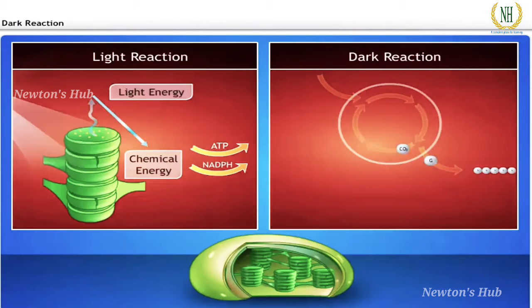By the end of the dark reaction, plants prepare glucose. This glucose is used immediately by the cell or stored in the form of starch.